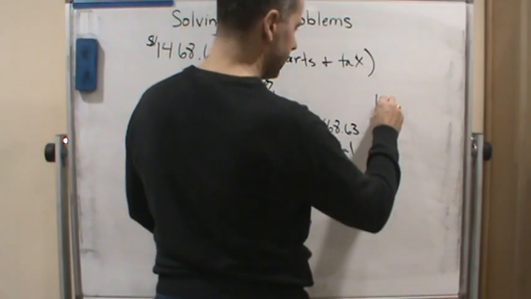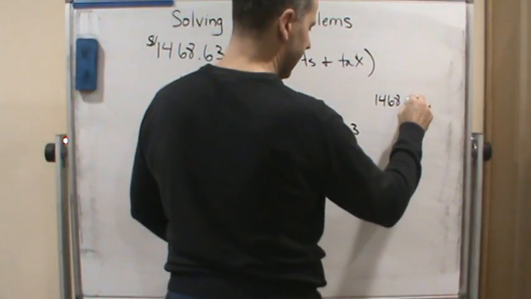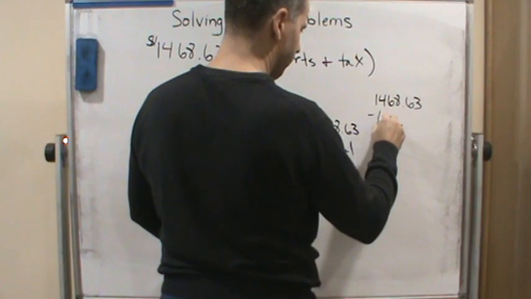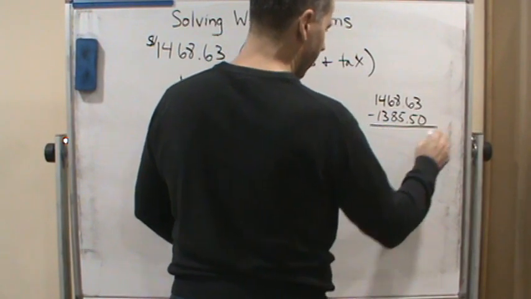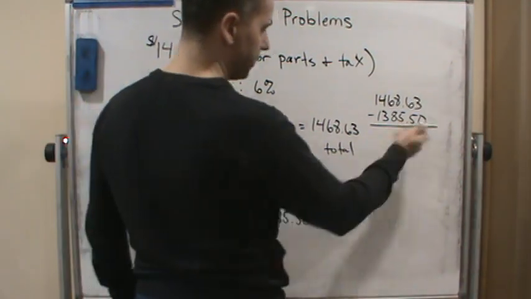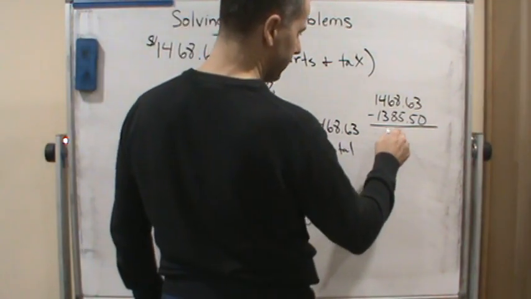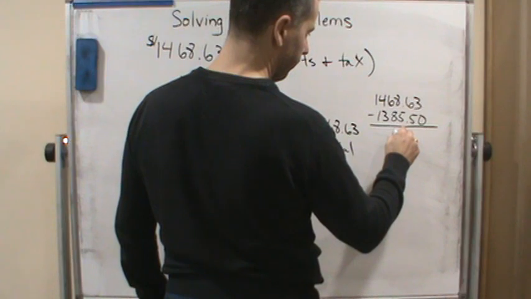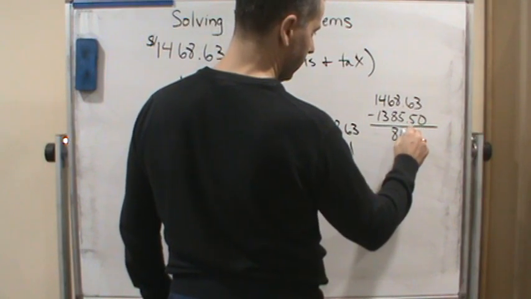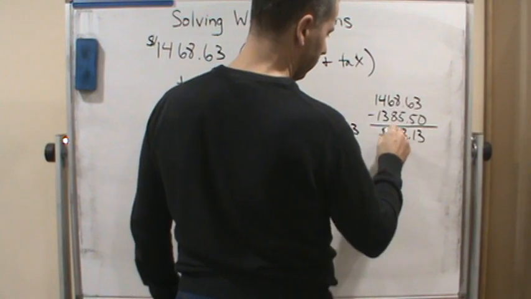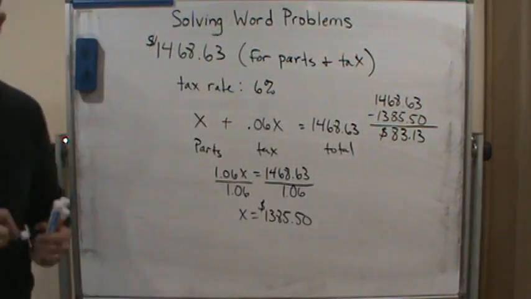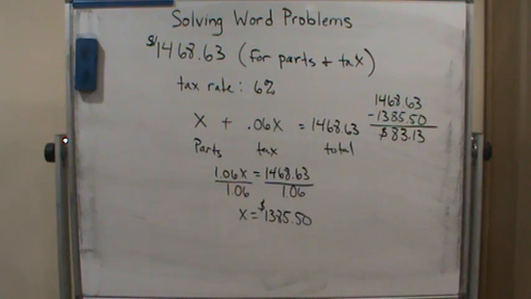So if we do 1468.63 minus 1385.50, well, what do we get? If we just subtract, we get 83.13. So $83.13 is the tax. And we're done.